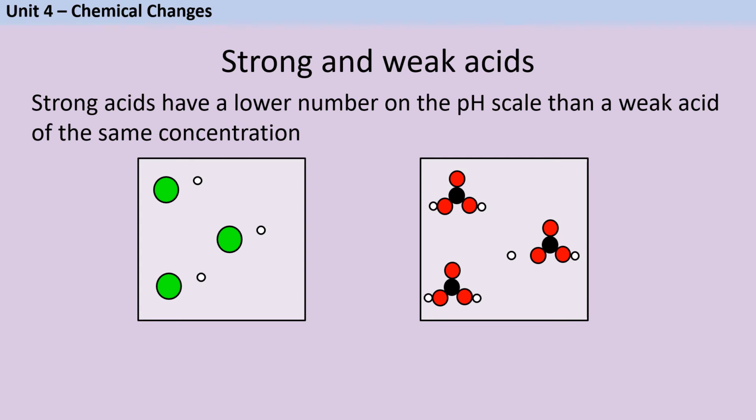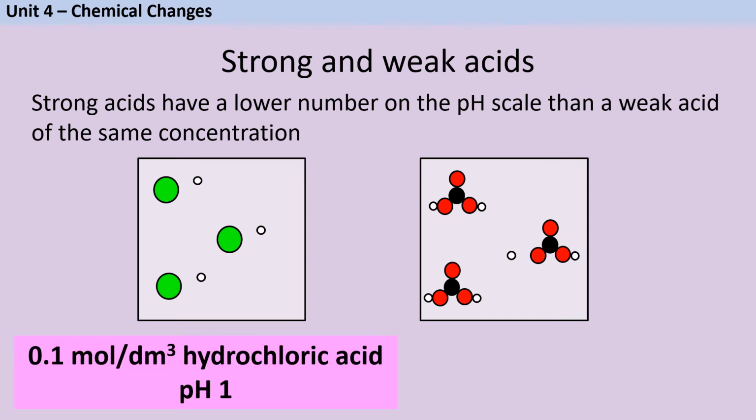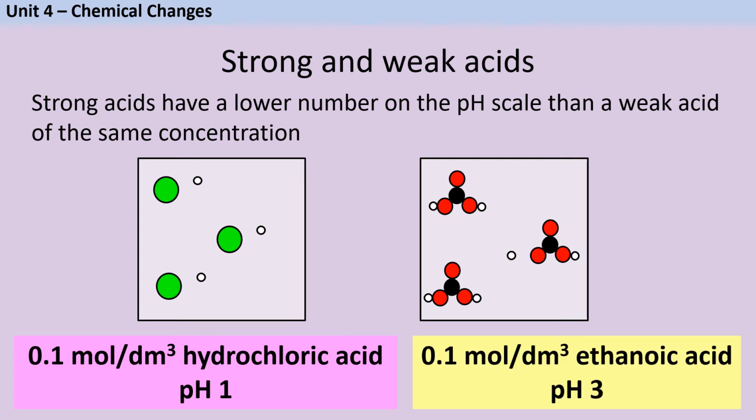So if we compare them side by side, strong acids have a lower number on the pH scale than a weak acid that has the same concentration. So for instance, 0.1 molar hydrochloric acid, which is a strong acid, has a pH of 1, whereas ethanoic acid of the same concentration has a pH which, if we round it, is nearer to 3.